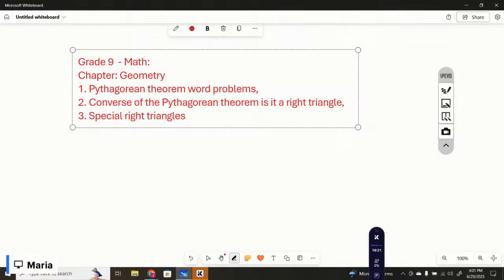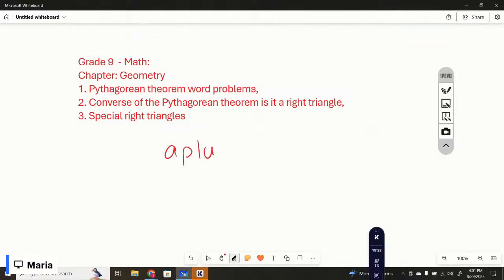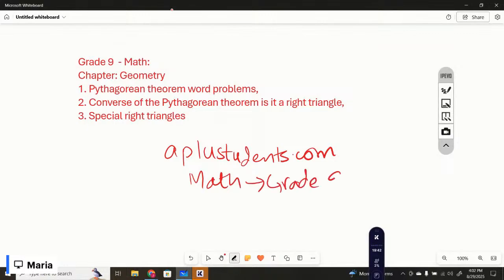You can find all the lessons on aplusstudents.com. You have to log in there using your email address, and the password is provided by the administrator. Then you have to select math from the subject tab, scroll down to grade 9 math, and then click on view all lessons. There you can find a list of the chapters.